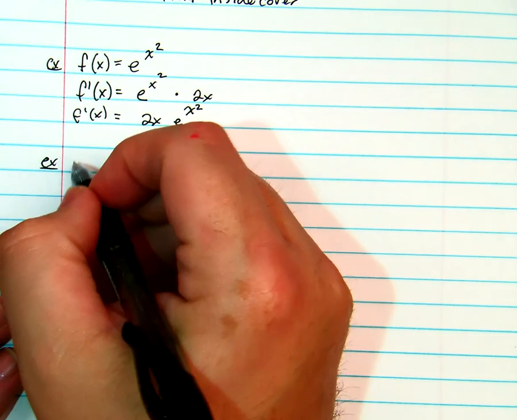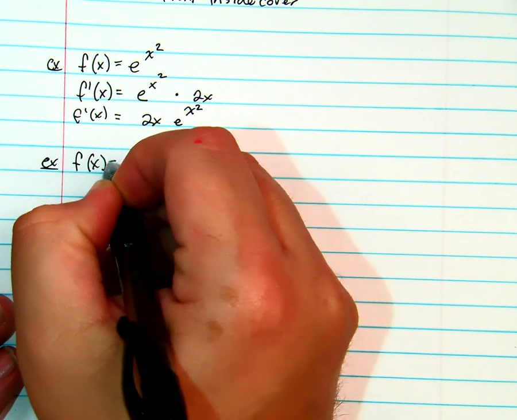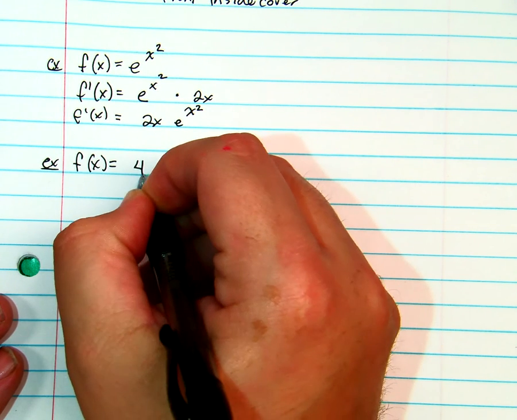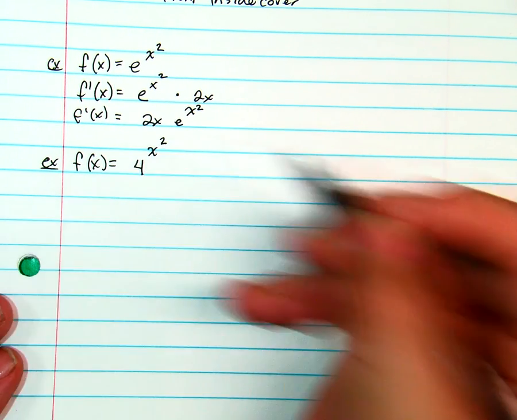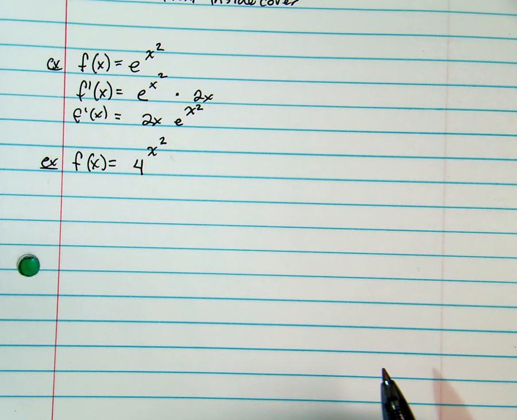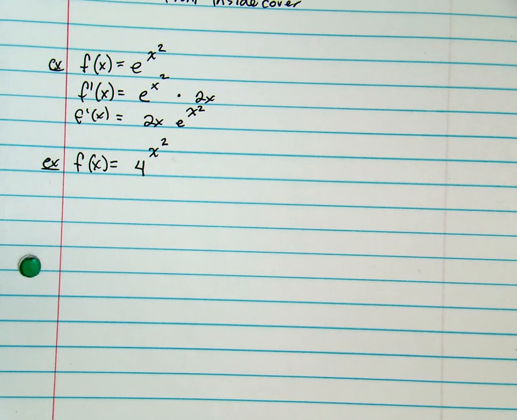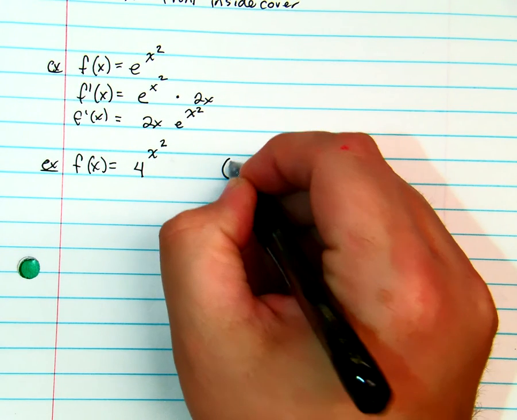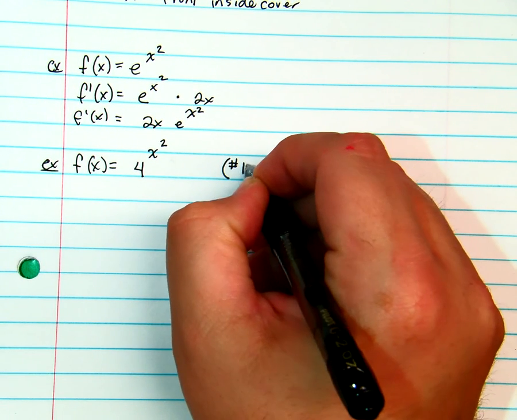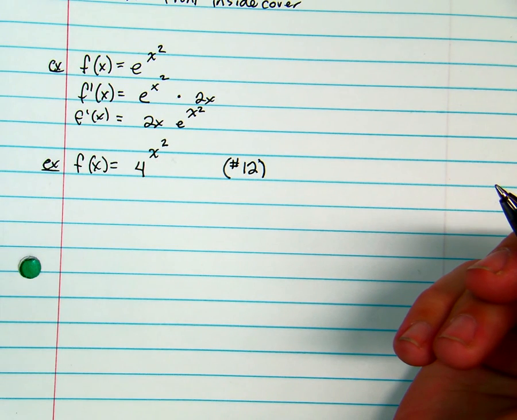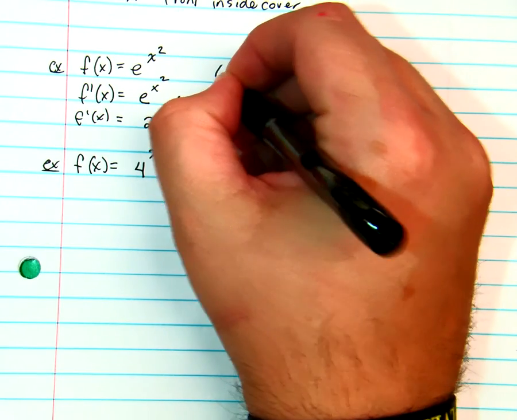So, how about this? f of x is equal to 4 to the x squared power. I'll even do that. I'll give you the rule number afterwards. That was number 12. This one was rule number 10.